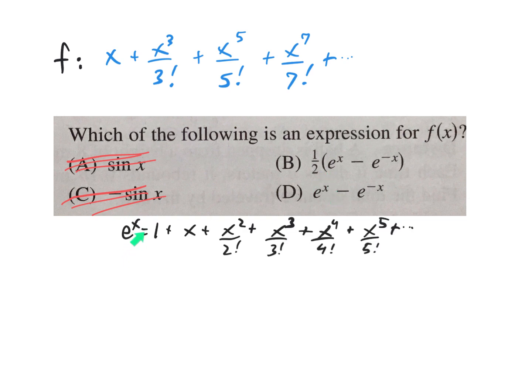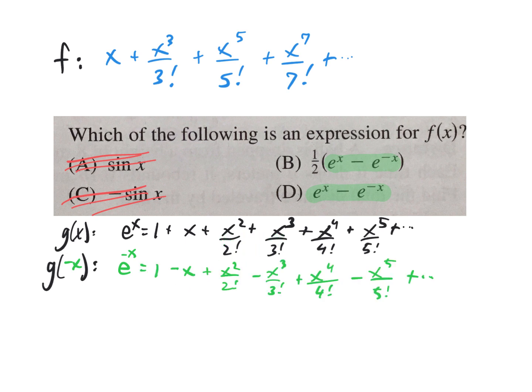This is the series for e to the x, which we can think of as a function g of x. So g of negative x would be e to the negative x. And if we input negative x into this function, everywhere we see an x, we put a negative x. These terms will be positive, and these terms will be negative. So e to the negative x is this series.